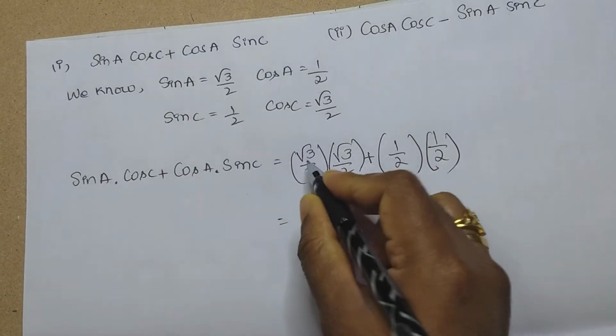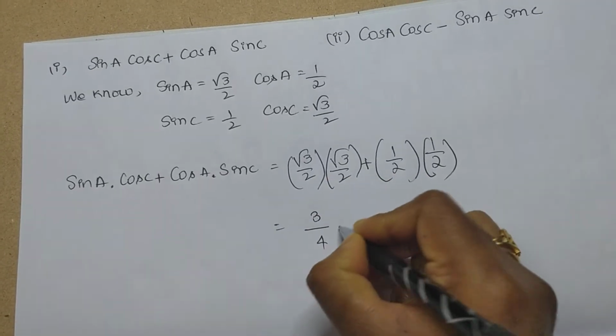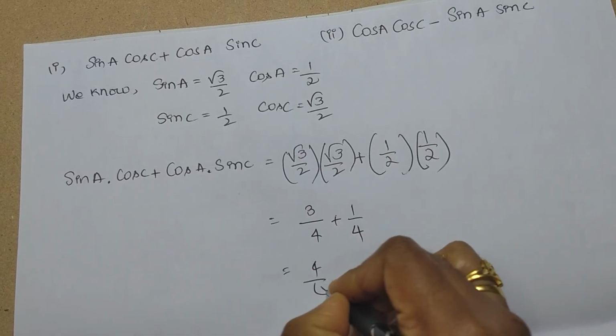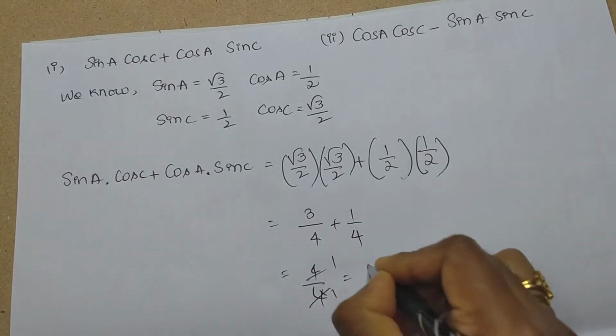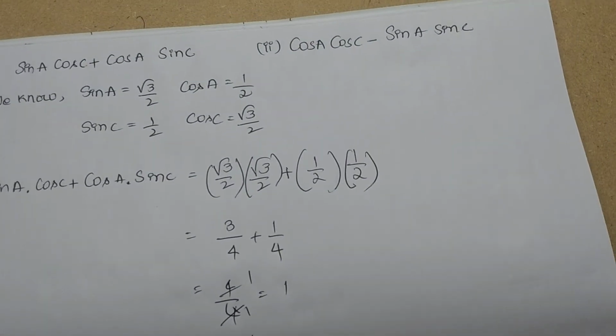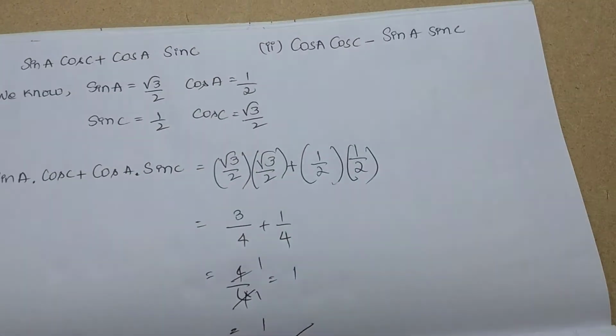So what do we get? Root 3 into root 3, it is nothing but 3. 2 into 2, it is 4, plus 1 by 4. 3 by 4 plus 1 by 4 will get 4 by 4, which is nothing but 1. Therefore, the answer for first sub-question is 1. The same way, let's solve the second sub-question also. So second sub-question, let's solve down here.